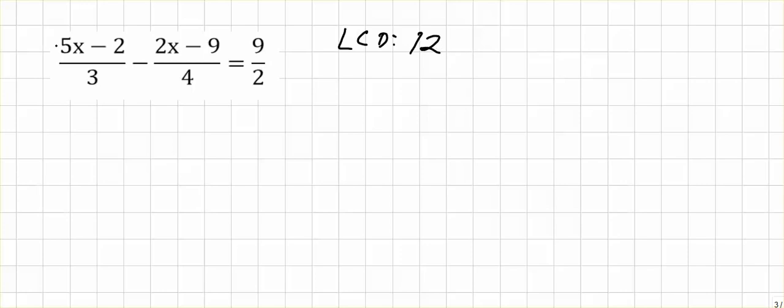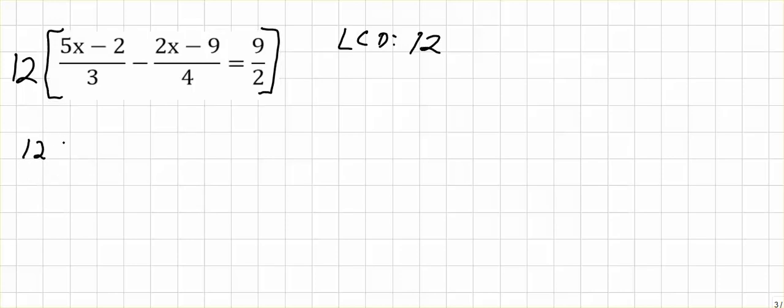So then what we're going to do is multiply this entire equation by 12. That means the 5x minus 2 over 3 will get multiplied by 12. The minus 2x minus 9 over 4 will also get multiplied by 12. And the 9/2 will also be multiplied by 12. So to do that, I'm going to rewrite the problem. Let me erase that and just start from scratch here.